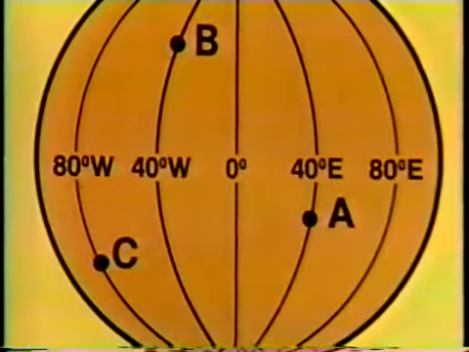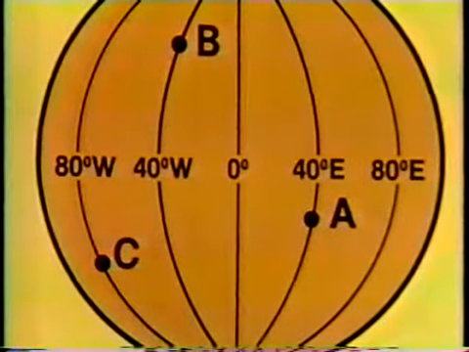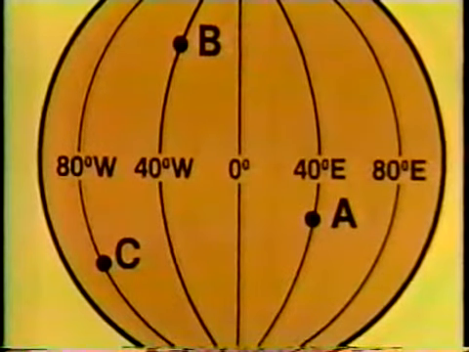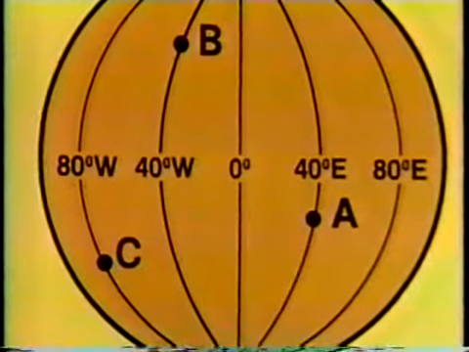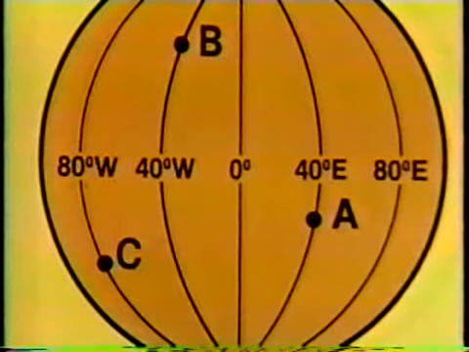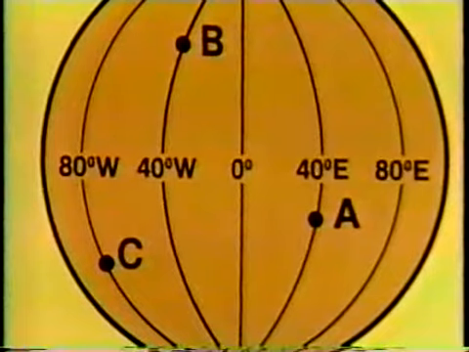If you said 80 degrees, you were right, because it's 40 degrees west to the prime meridian and 40 more degrees east to point A, a total of 80. What latitude is point B? Be careful. We really can't answer that, can we? Since there are no parallels of latitude drawn in this particular figure.